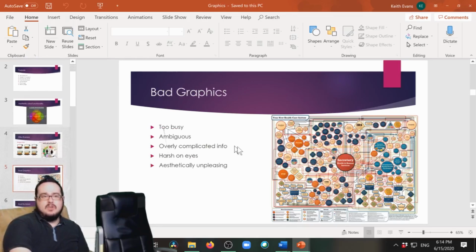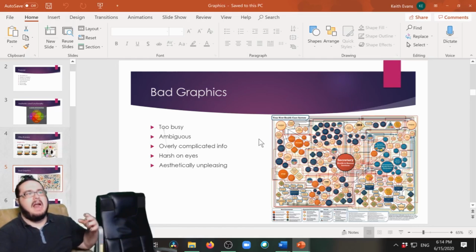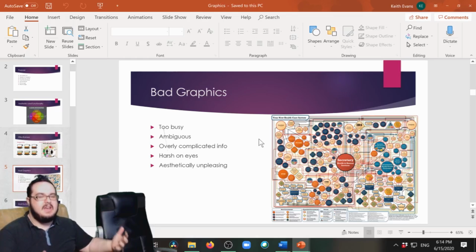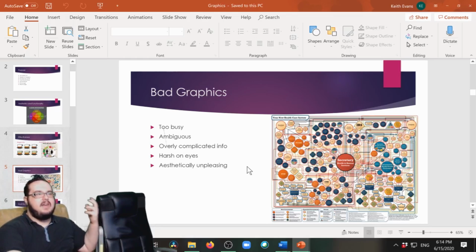This one's way too busy. This one has way too much information and actually makes it harder to understand the information rather than making it easier to understand the information. This is way too ambiguous, and it's way too ambitious to simplify the information. That is just really bad on the eyes.